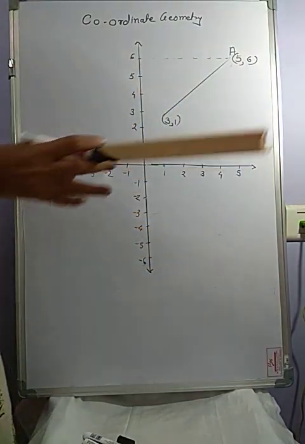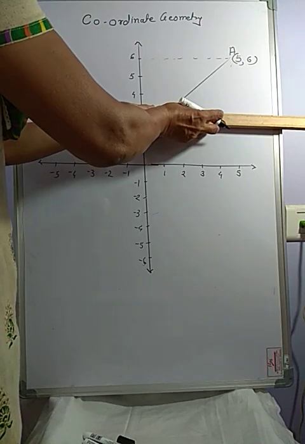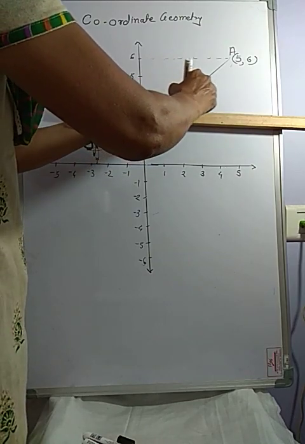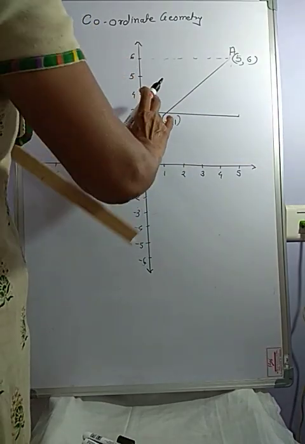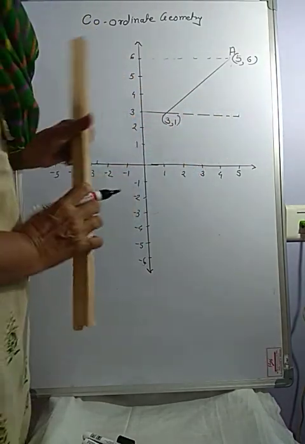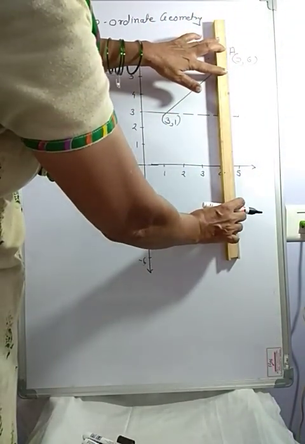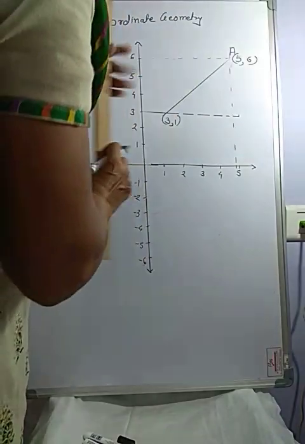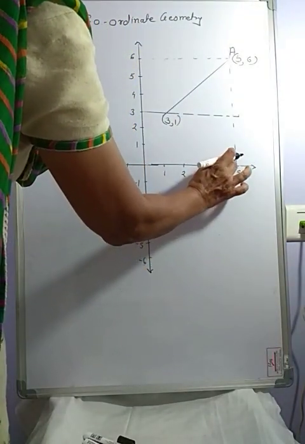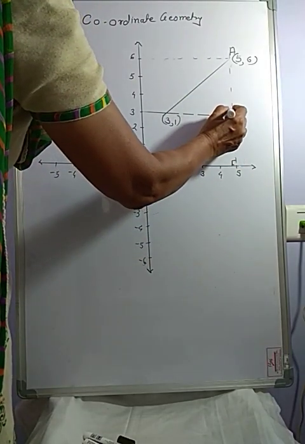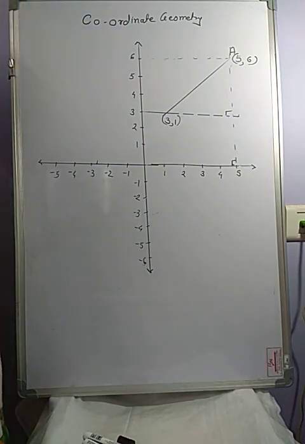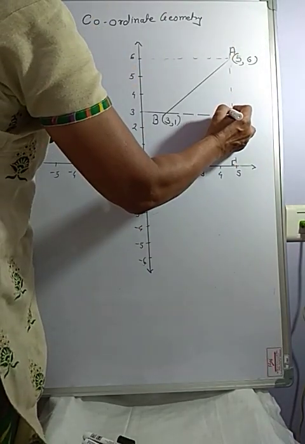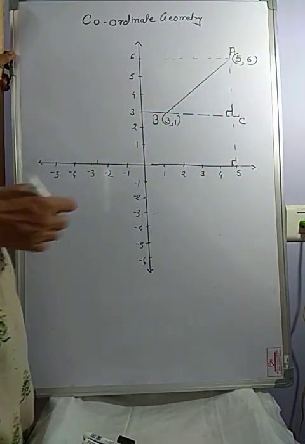We have joined. Now let's draw a line parallel to the x-axis. Draw a line parallel to the y-axis through point A. Now, as these lines are parallel to the x and y axis, the angle made by these two lines, that is lines BC and AC, will be a right angle. At this point, it will make a right angle.